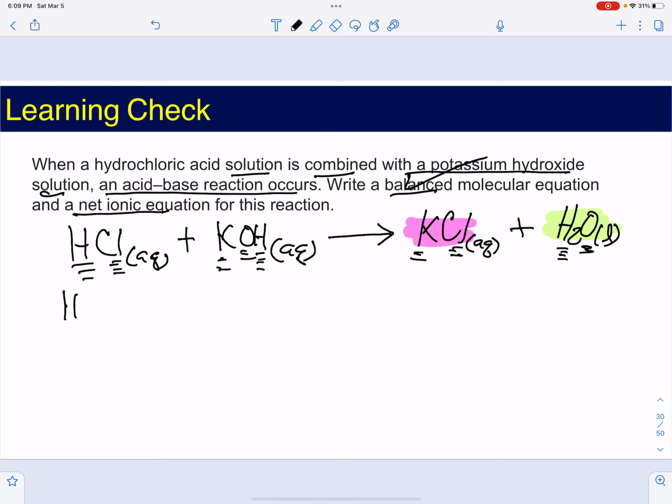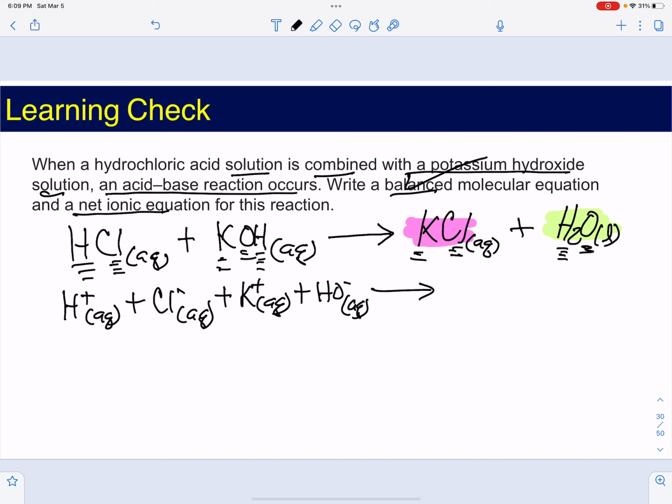So this is going to be H plus aqueous and Cl negative aqueous. Anything that is aqueous, we're going to break down into the ions. K plus aqueous plus OH negative aqueous, producing K plus aqueous plus Cl negative aqueous. And we never break solids or liquids, so we leave the water alone. Now, this is the total ionic, that's not what we want, we want the net ionic.